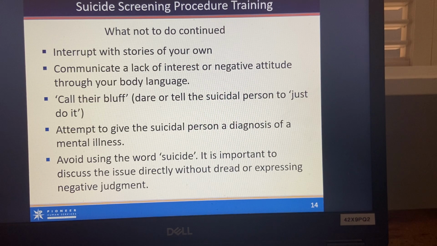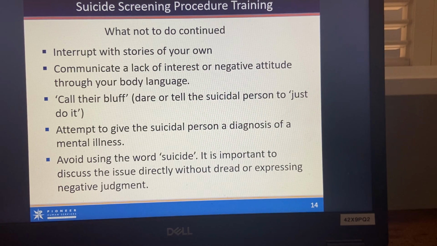And so, again, it's really important to keep them separate at this moment and just focus on how the person is thinking and feeling and what we can do to help prevent suicide from occurring. We also want to use the word suicide. Do not avoid using the word suicide. It is important to discuss the issue directly without dread or expressing any type of negative judgment.